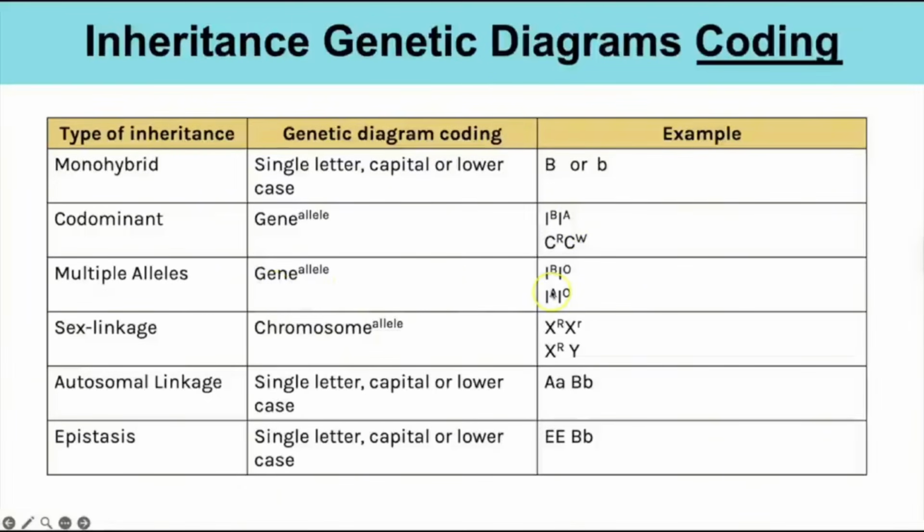Multiple alleles, because it's more than 2 alleles for a gene, again, you can't pick 1 letter because that only gives you 2 versions. So we use the base letter to represent the gene. Superscript, you pick the allele letter.